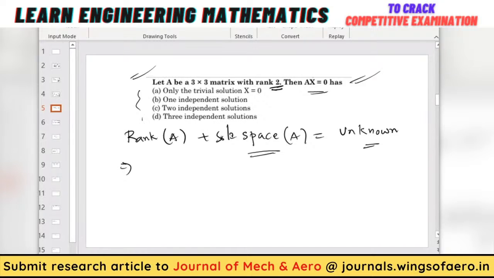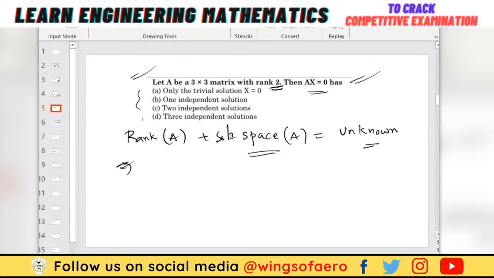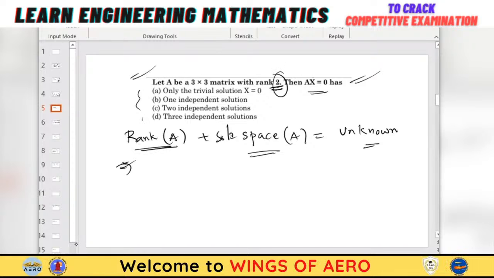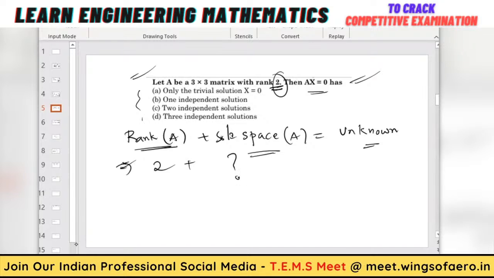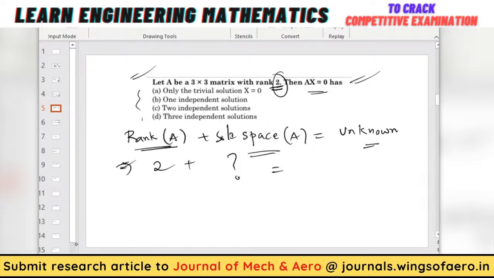Okay, time is up. Now look at this. Rank of A is already given. Rank of A is 2. Plus solution space, you have to find it out. Solution space means how many solutions. So I'm just putting this symbol here: unknown.